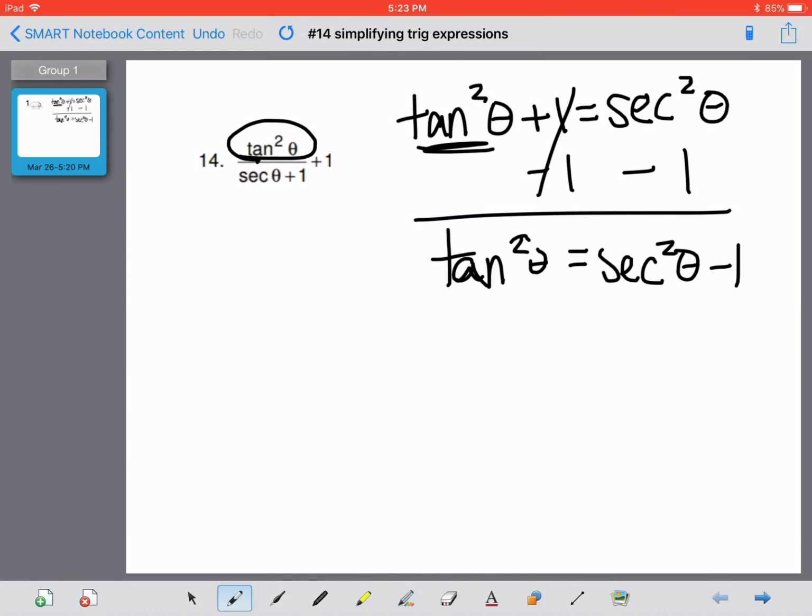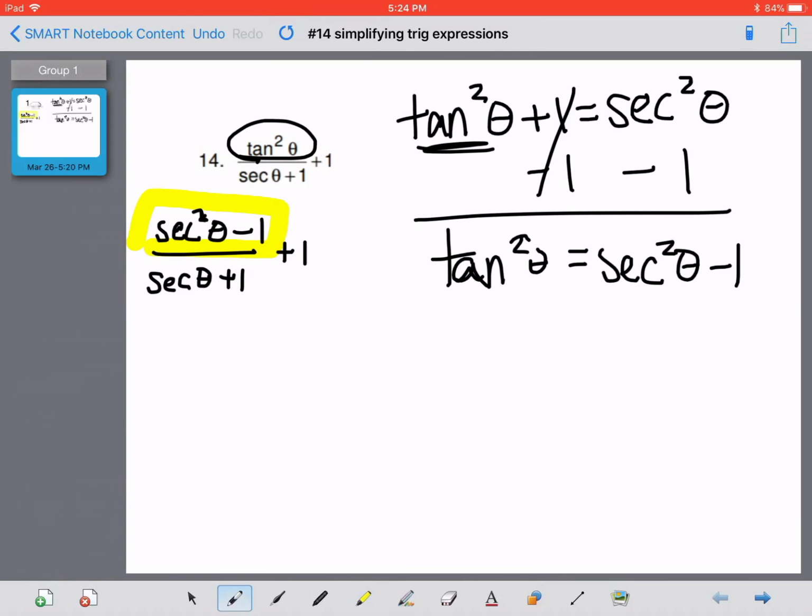Okay, so I'm going to replace tan squared theta on top with secant squared theta minus 1 over secant theta plus 1 plus 1. Okay. Now the top. This is tricky to see, and this is why I'm doing this problem.